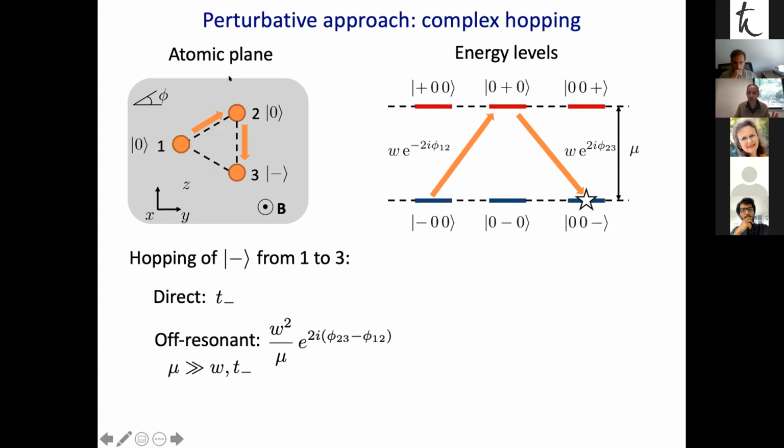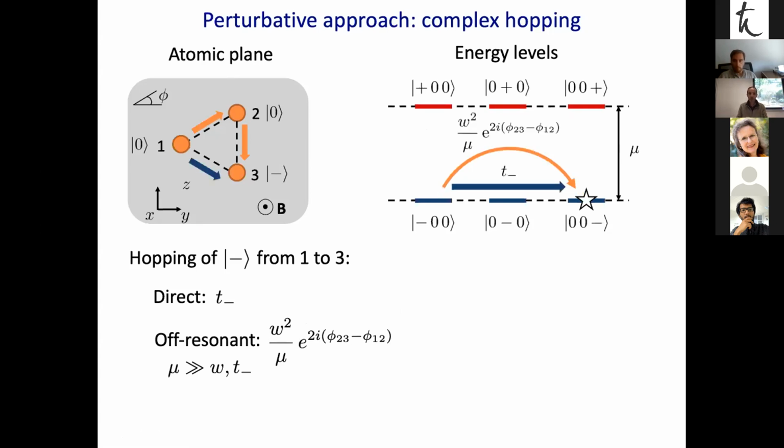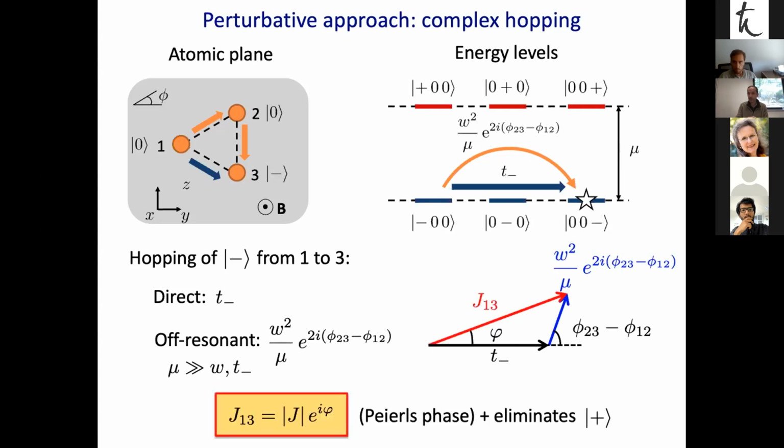Is just set by the geometry of the triangle. So this is a phase which now I cannot gauge away. If I want to look at how an excitation minus can go from site 1 to site 2 to site 3, it has two paths, and you need to add the amplitudes. The total amplitude is the real amplitude plus the complex amplitude due to the spin-orbit coupling, and the total amplitude is known as J13, which is the complex sum of those two numbers. The phase here, which is the Peierls phase, is set by the geometry of the triangle.